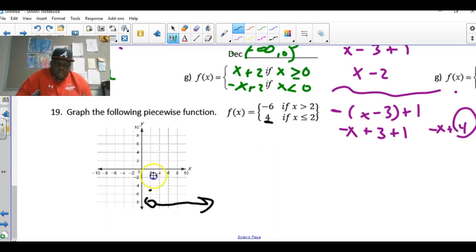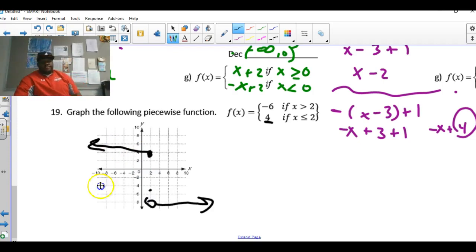Now right here where the answer is 4, all the x's are less than 2. So here's 2 right here, and 4, and because it's equal to, we have a closed circle, but remember all the answers are less than 2. All right, so we go in the left direction, okay?